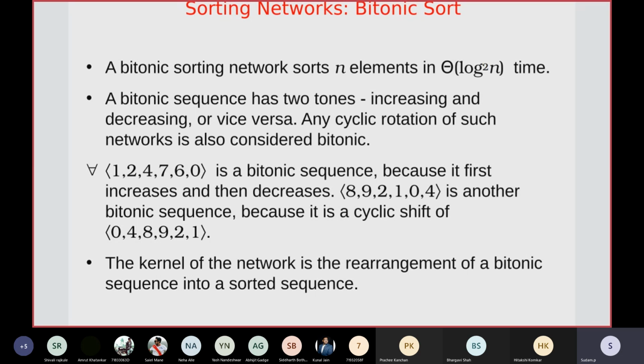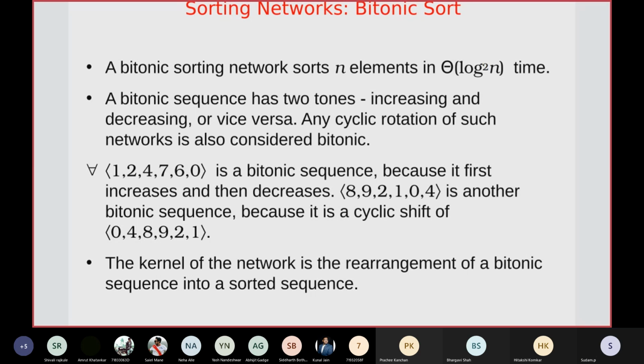Again increasing there. If you see that, that is the repetition of 0, 4, 8, 9, 2, 1. Okay, in this way. So this is the Bitonic sequence, and this is the cyclic shift of that given here: 0, 4, 8, 9, 2, 1. You see that. So in this case, the kernel of the network is the rearrangement of a Bitonic sequence into a sorted sequence.